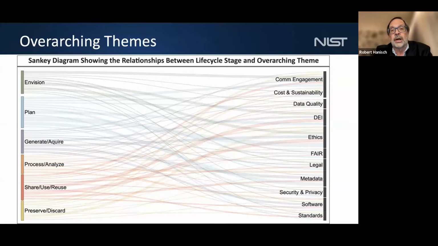So by identifying these overarching themes, it gives users of the framework an entry point. If you're really interested in sustainability, you can start at that part and then trace through the other parts of the framework in which cost and sustainability arise. So it's a navigation method to help you understand the various components in the framework.